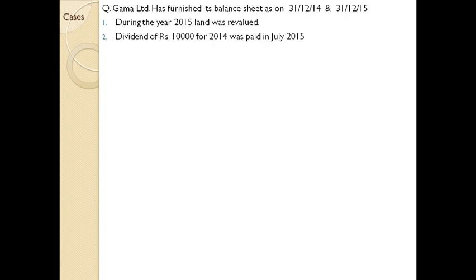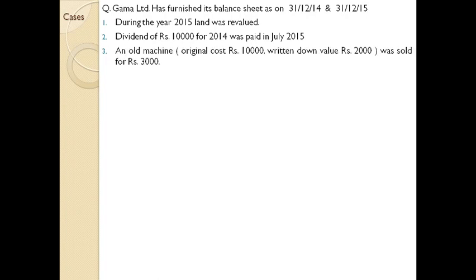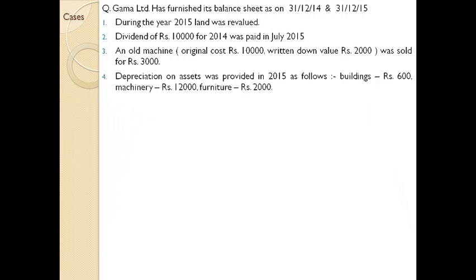Next case. Gamma Limited has furnished its balance sheet as on the date given, and some additional information is as follows. During the year 2015, the land was revalued. A dividend of rupees 10,000 for 2014 was paid in July 2015. An old machine was sold for rupees 3,000. Depreciation of assets for the period is given.